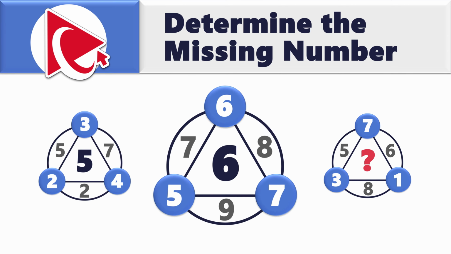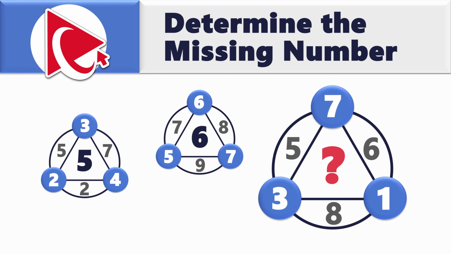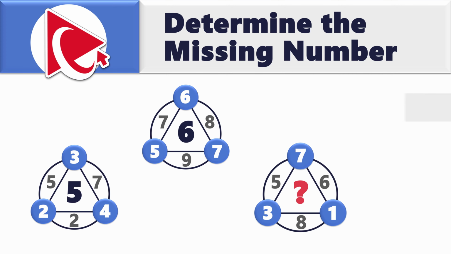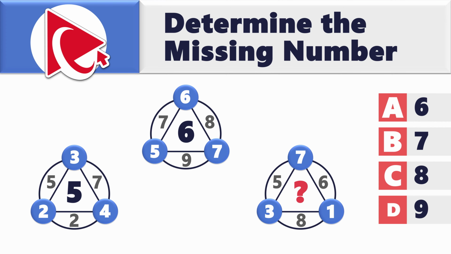In the second shape, the inside numbers are 7, 9, and 8. The outside numbers are 5, 6, and 7, and the middle number is 6. And then in the third shape, the inside numbers are 5, 6, and 8. The outside numbers are 3, 7, and 1, and the middle number is missing, which is something you need to calculate and select out of 4 possible choices. Choice A, 6, choice B, 7, choice C, 8, and last but not least, choice D, 9.